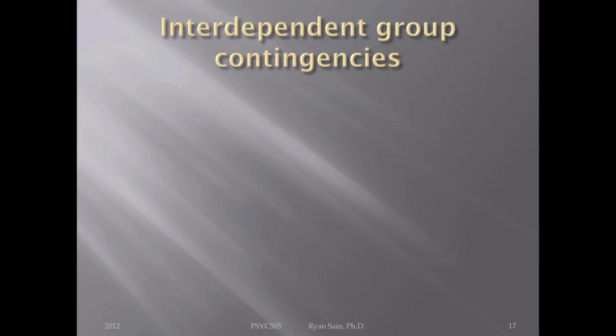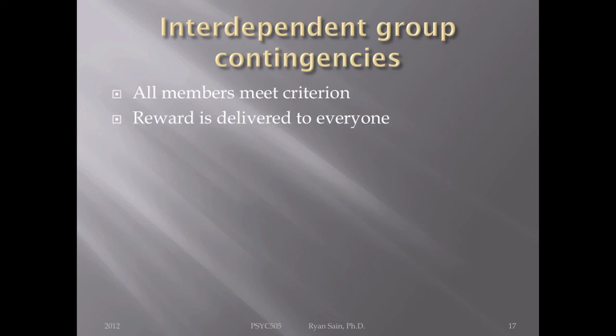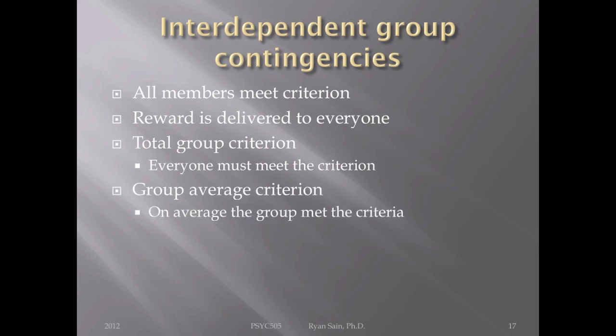Interdependent group contingencies. These ones are pretty cool. All members meet an individual criterion, and then the reward is delivered to everyone. So everybody has to get to a certain level, and then they all get the reward. You can have the total group criterion, which is what I just talked about. Everyone must meet it, and then everybody gets it. You can do the group average: on average, the group met the criteria, and then everybody gets a reinforcer. Your book's got a couple of good examples of both of these.